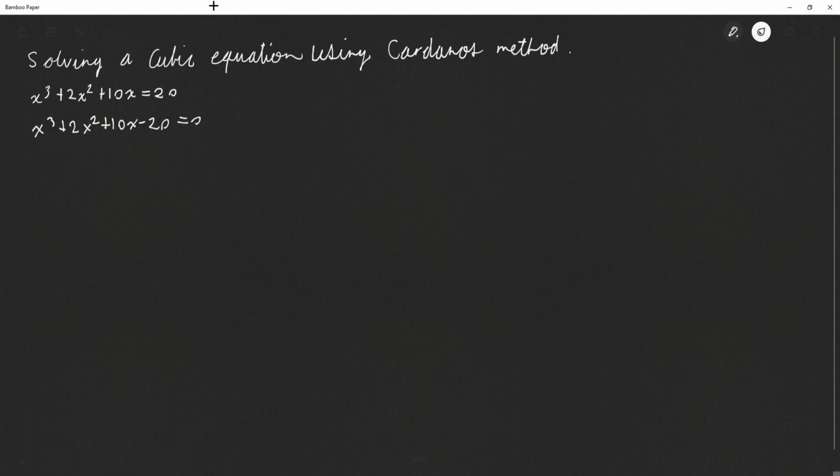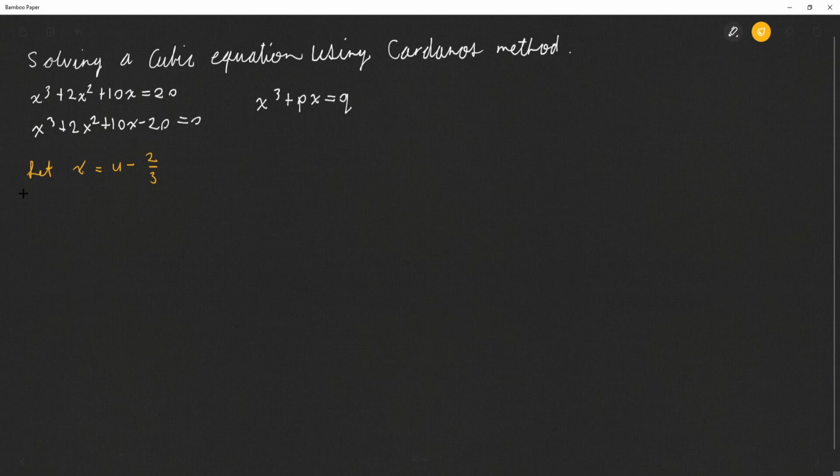Now, in order to use the methods that we want to use, we need it to be in the form of x cubed plus px is equal to q, meaning we have to get rid of this x squared term. The way that we need to do this is by a change of variable. What we're going to do is let x be equal to u minus 2/3. The reason that we chose this is because this will get rid of our x squared term.